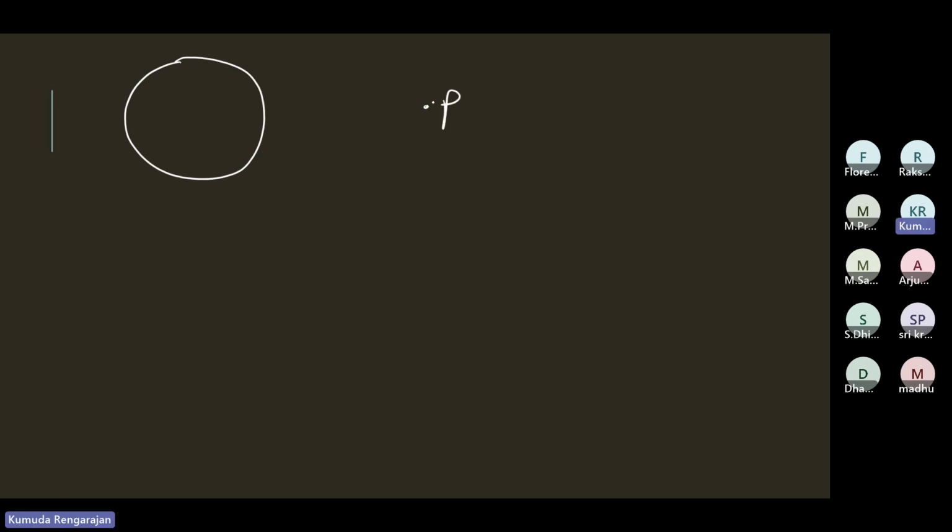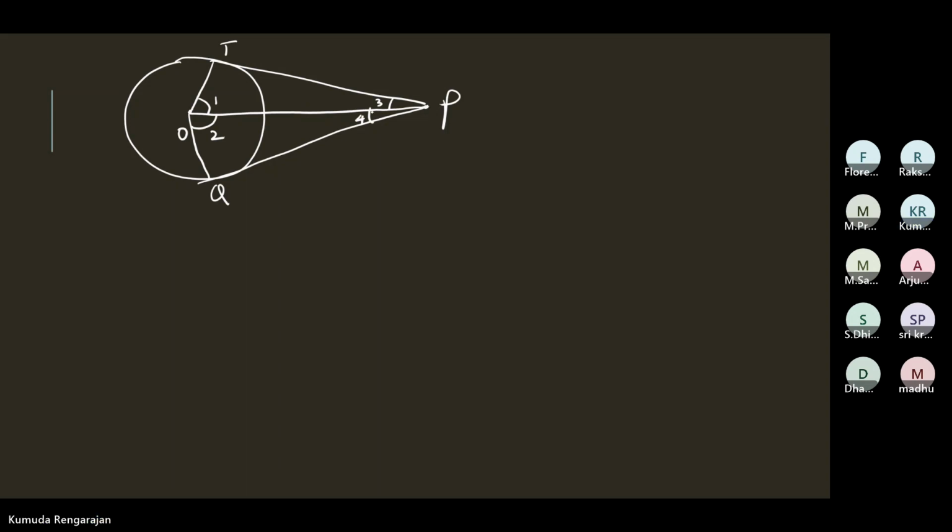Circle, external point P, tangents PT and PQ from the same external point P, center O, OT radius, OQ radius. OP is the line segment joining the center and the external point. Now, you can prove that this angle is equal to this angle. Again, congruency. So angle 1 is equal to angle 2, and also angle 3 is equal to angle 4.